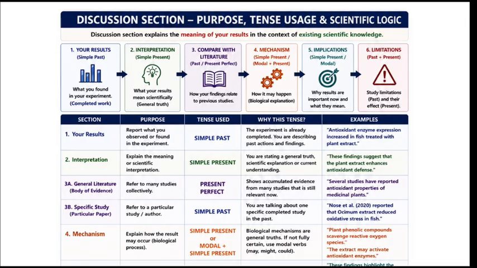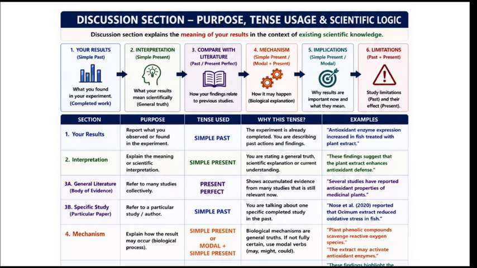From that evidence we can make a statement, we can write a meaning: this plant extract may have antioxidative property, so that oxidative damage is reduced in the organisms. Such statements we construct by using the simple present tense. So such a statement becomes a fact.